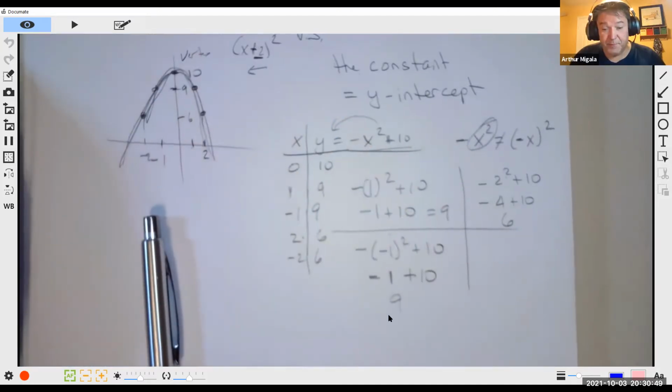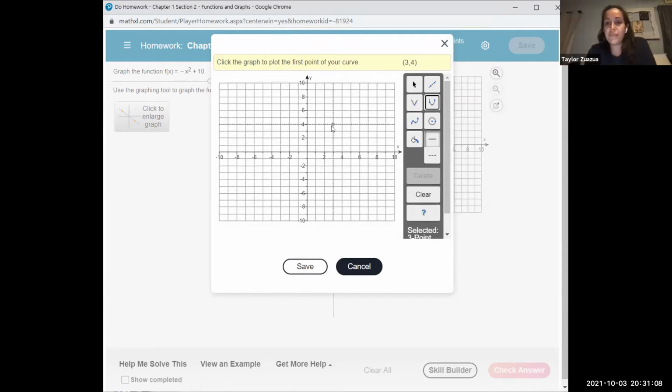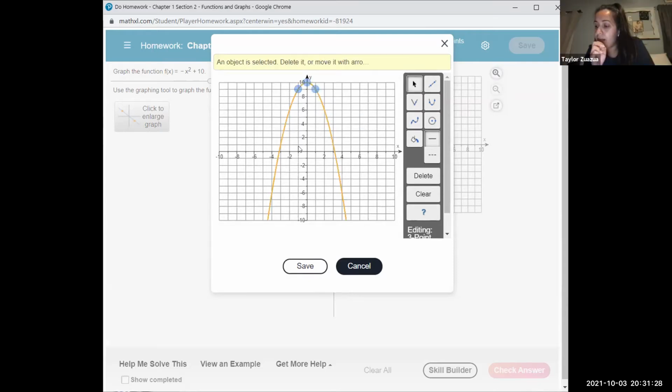So let's go back to our picture. Where's our equation? There. All right. So we know it's a parabola. It crosses the y-axis where? At 10. Click there. Now when x is 1, y is 9. Yeah, 1 and 9. Then at -1, it's 9. And then -1 and 9.